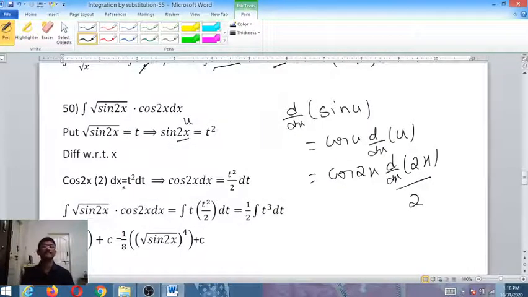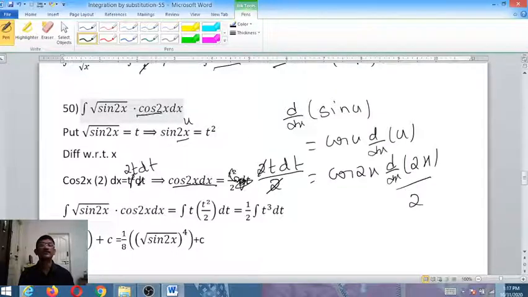So what is the... squaring both the sides, we are differentiating, right? So the derivative of t square is 2t dt, right? So therefore cos 2x dx will be equal to 2t dt divided by 2. The 2 gets cancelled. Look at here, 2t dt divided by 2, so 2 gets cancelled. So cos 2x dx will be t into dt.